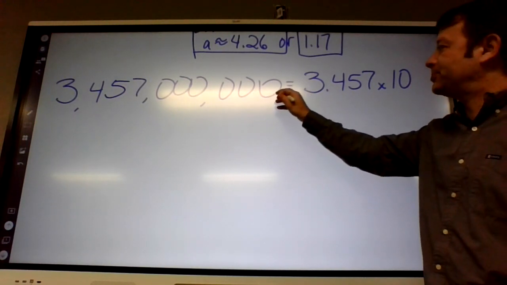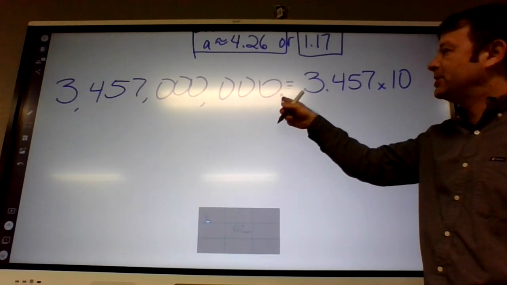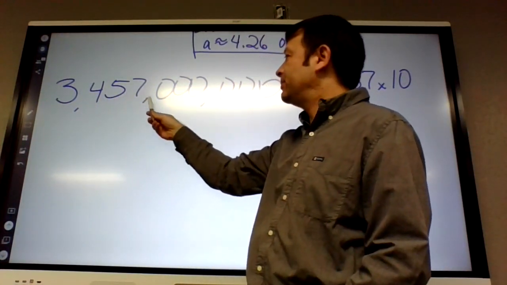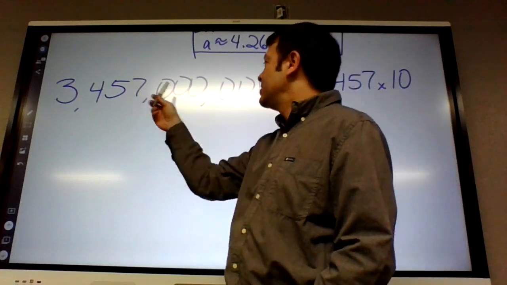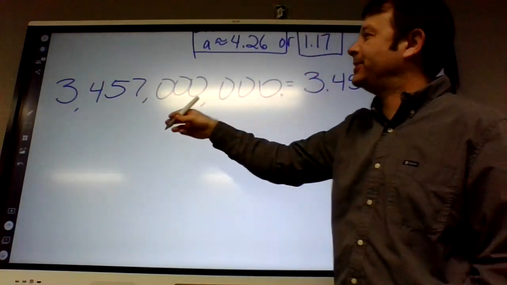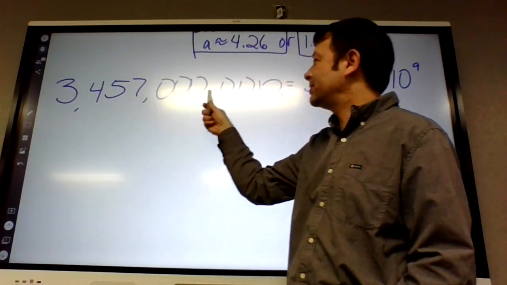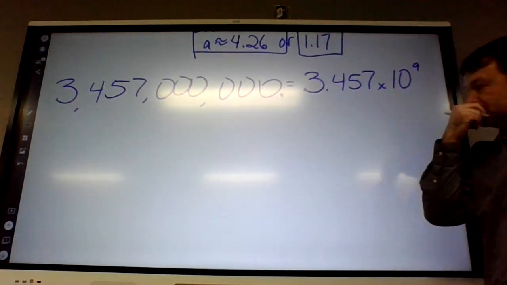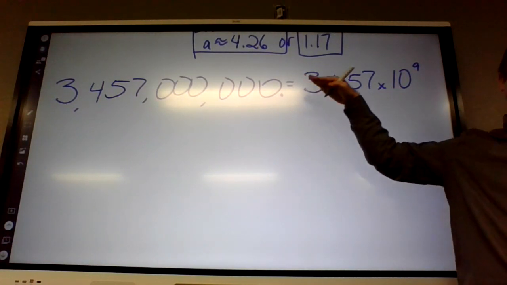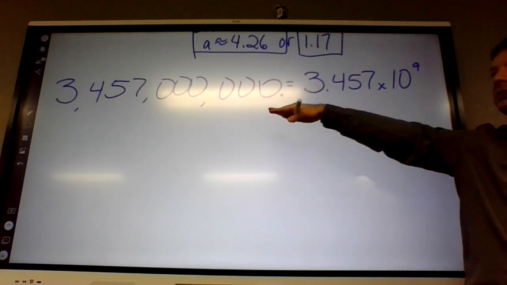Now normally the decimal is at the end of the whole number, right? So how many decimal places? 1, 2, 3, 4, 5, 6, 7, 8, 9. Or if you can count by threes, 3, 6, 9. Anyway, those two values are equal. It's just a much smaller way of writing the same thing.